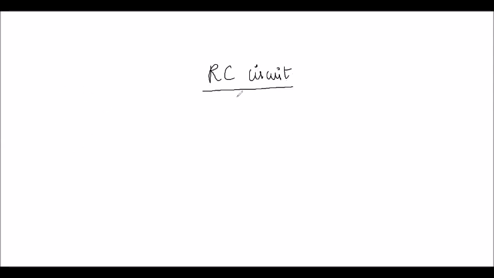Now, if we talk about RC circuit, then the voltage drop across resistor is IR, voltage drop across capacitor is Q by C, and the voltage in the circuit is E. So the differential equation corresponding to RC circuit will have this form.